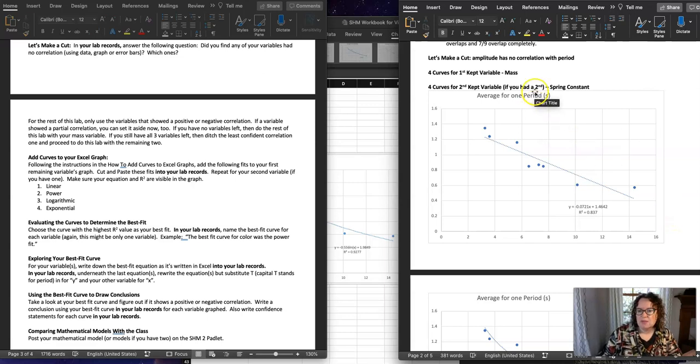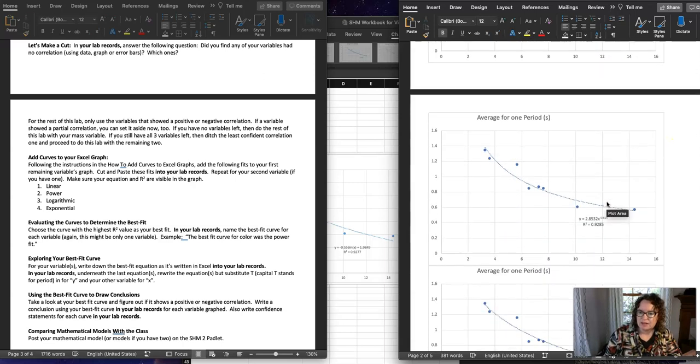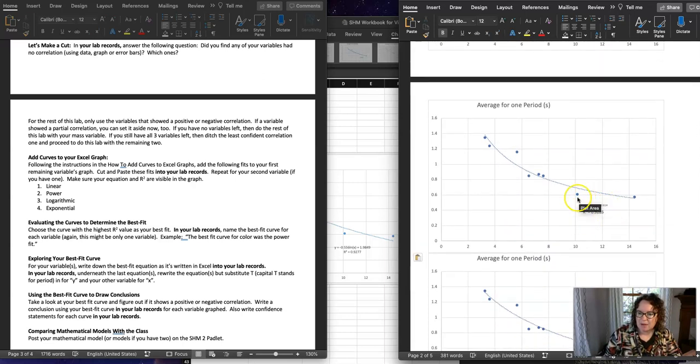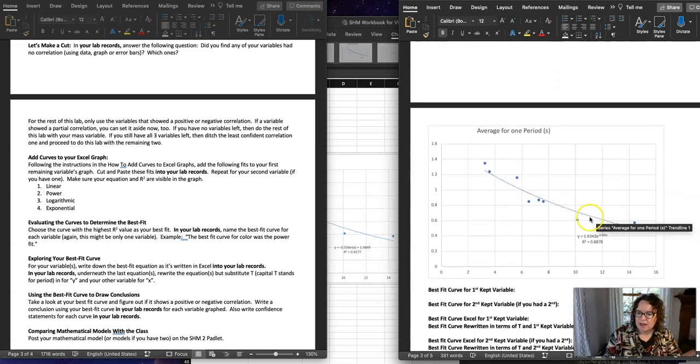Okay, you might notice that my spring constant graphs are even lazier than my amplitude graphs were because I didn't even bother writing a title for these. So please forgive Professor's lazy nature for that. But let's take a look. I have posted a linear fit for that graph, then a power fit, then a logarithmic fit, and then an exponential fit.